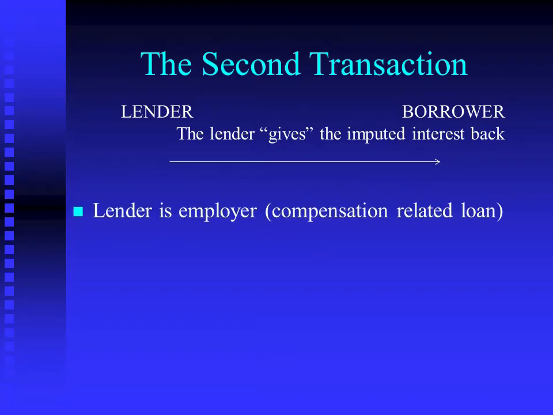All right, so the second transaction itself remains the same. We're going to give the imputed interest back. This time the lender is the employer. We call these compensation-related loans. Your boss wants you to move to Boston to take over management of the operations there. You go up for a trip and you figure out that if you sell your $200,000 house, you'll be able to buy 12 square feet in Boston.